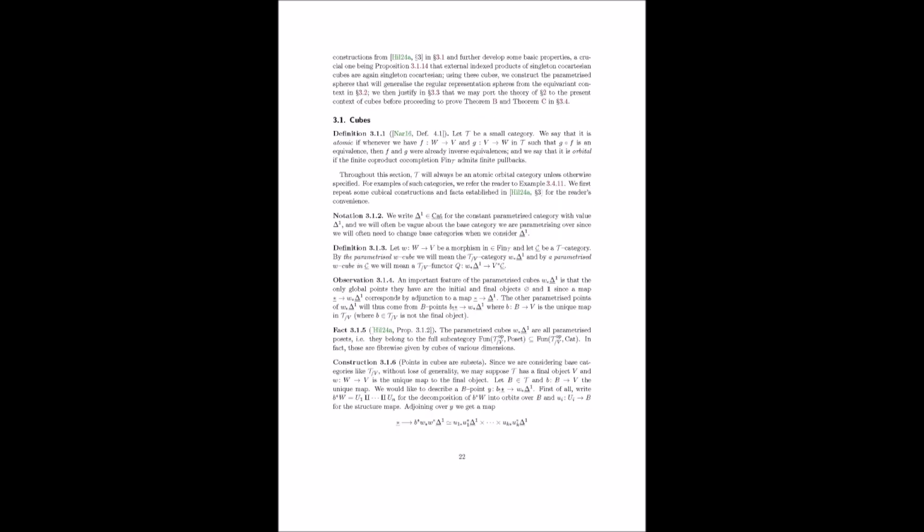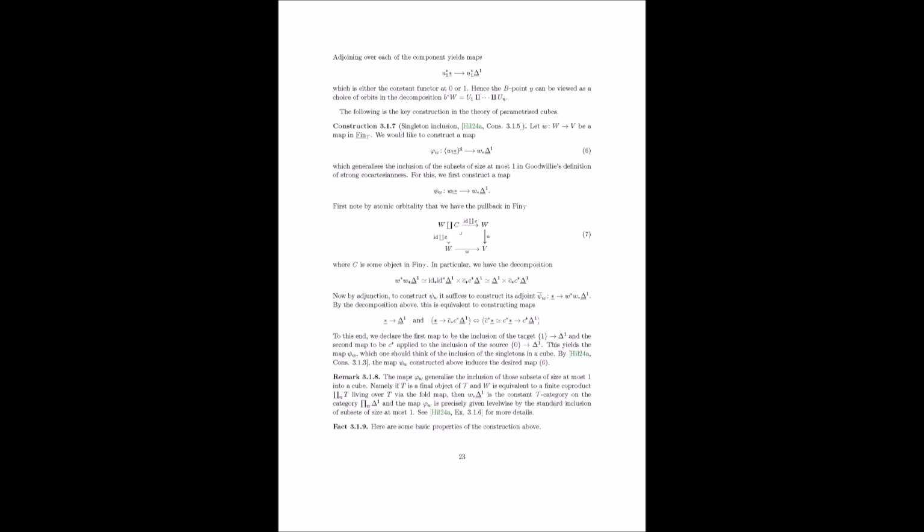Think of it as the simplest possible parameterized cube. Now, when we take the external indexed product of two singleton co-Cartesian cubes, we're essentially combining them together in a way that's dictated by the indexing category. This proposition is saying that if we start with two singleton co-Cartesian cubes, their external indexed product is also going to be a singleton co-Cartesian cube.